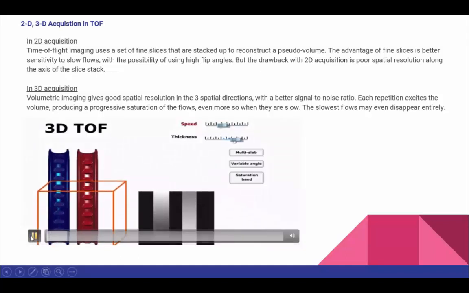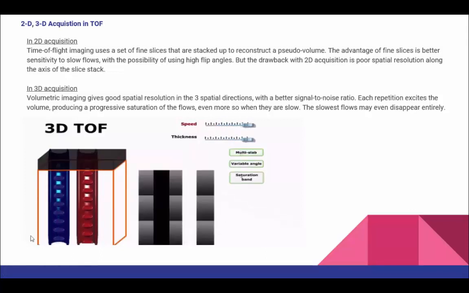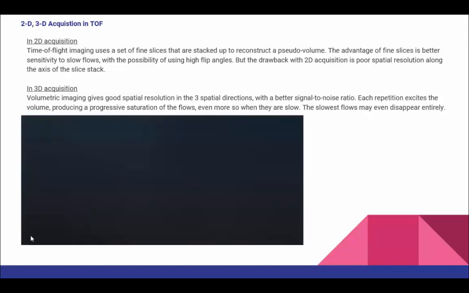3D time-of-flight volumetric imaging gives good spatial resolution in the three spatial directions with a better signal-to-noise ratio. Each repetition excites the volume, producing a progressive saturation of the flow, even more so when it is slow. The slowest flow may even disappear entirely.